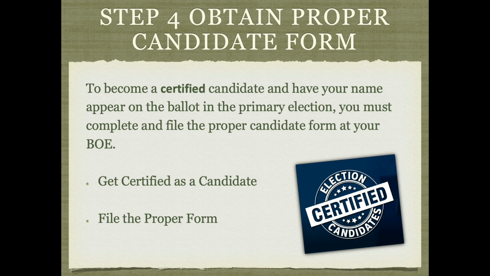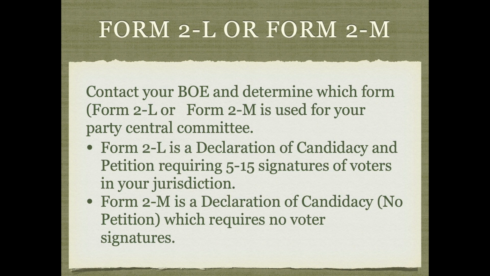Step 4. Obtain the proper candidate form. To become a certified candidate and have your name appear on the ballot in the primary election, you must complete and file the proper candidate form at your BOE. Contact your BOE and determine which form, Form 2L or Form 2M, is used for your party's Central Committee. Form 2L is a declaration of candidacy and petition requiring 5 to 15 signatures of voters in your jurisdiction. Form 2M is a declaration of candidacy, no petition, which requires no voter signatures.